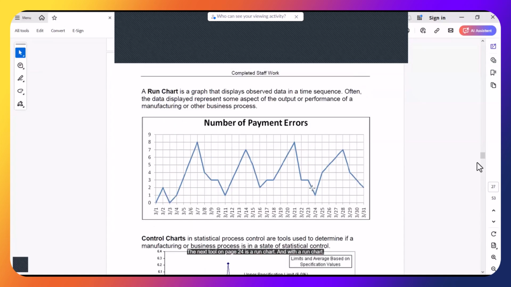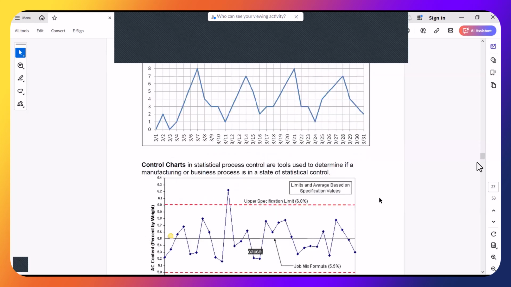And with a run chart, you have on the Y or left axis the number of payment errors in this case, and on the X axis on the bottom, you have the total number of days in March. So rather than look at a table full of numbers, by looking at this chart, you see immediately that there are spikes in the number of payment errors every 7 days. What's causing that? Well, immediately you know that you need to look for a cause.